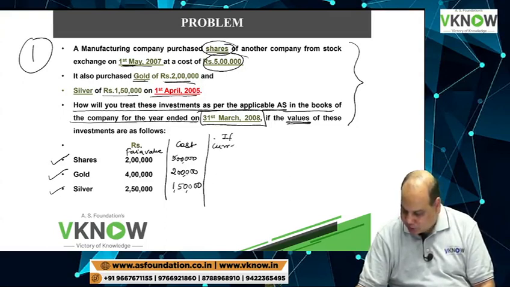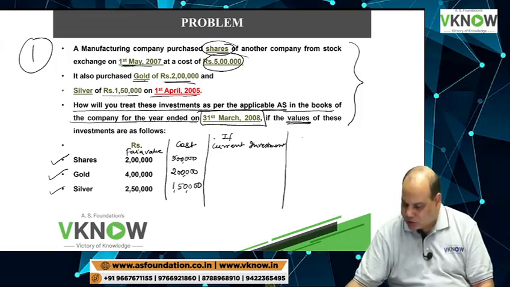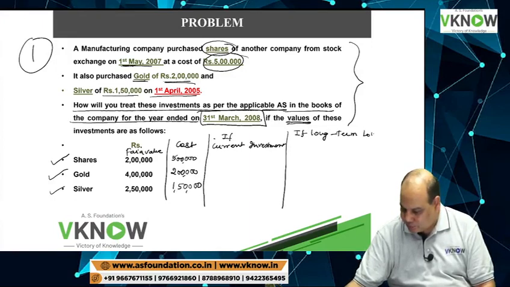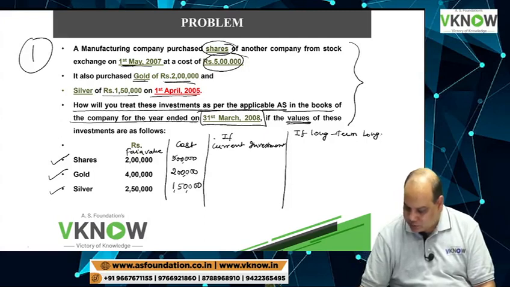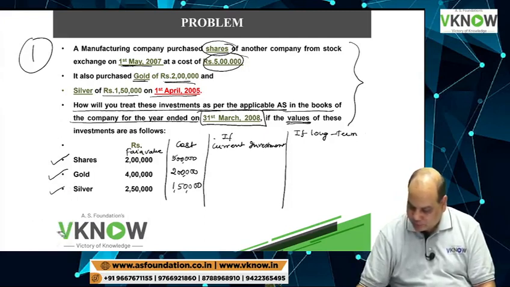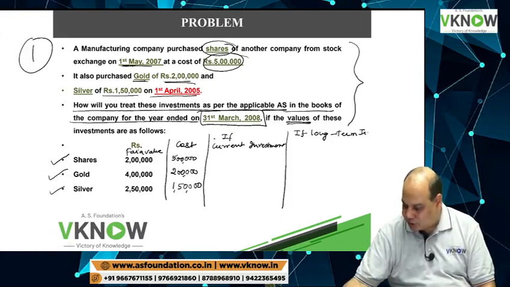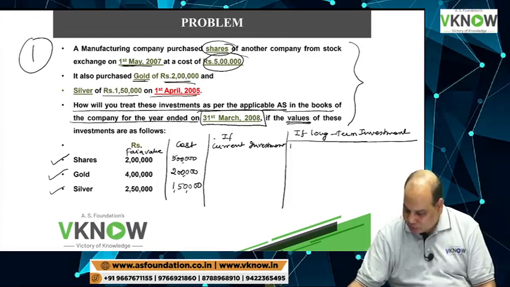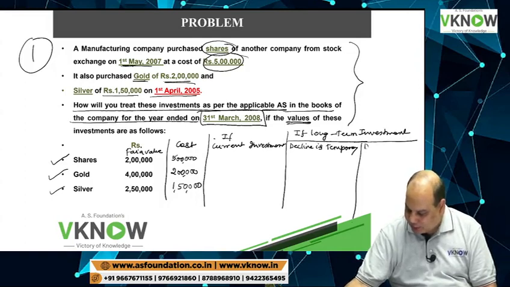If current investment, what will be the answer? And if long term investment, what will be the answer? Under long term investment also, there are two possibilities. Decline is temporary and decline is permanent.